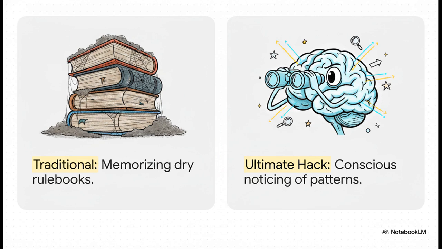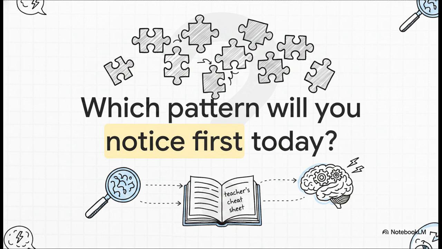The English language can certainly feel like a beautifully messy puzzle, but with this explainer, you now hold the teacher's cheat sheet. You know exactly why your brain makes these slips, and you know how to hack them through simple, active noticing. So I'll leave you with this provocative thought. Which specific pattern are you going to listen for first today?